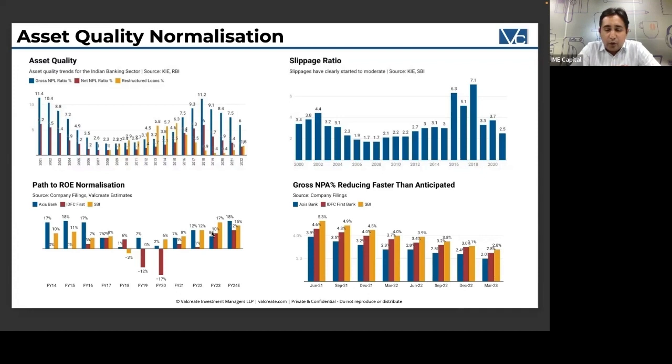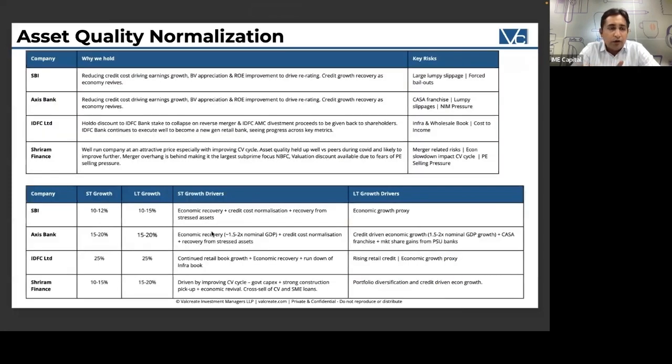So this is, within financial services, an example of a micro trend. There are specific types of banks, primarily corporate-facing banks, that faced specific asset quality issues. We identified that the worst of that is behind us, and there's going to be a path towards an improvement in earnings over the coming 3 to 5 years. And that's really the trend that we're playing on the asset quality normalization micro trend. Companies that we hold here include SBI, Axis Bank, IDFC Limited, and Shriram Finance.